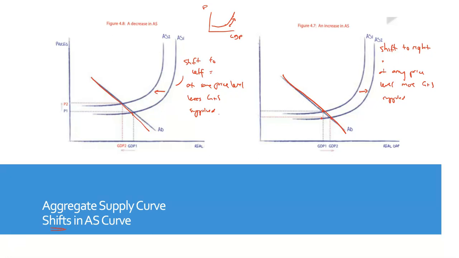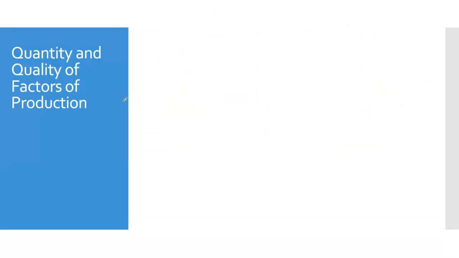In here, we are going from this point to this point. So if there's a decrease in aggregate supply with no change in demand, we're going to have less goods supplied and a price increase because demand is staying the same. So let's think quickly about these factors that influence aggregate supply.